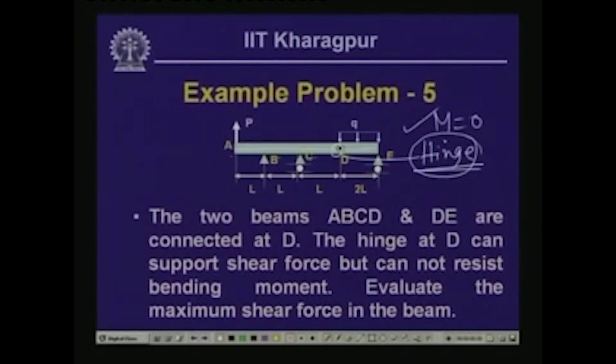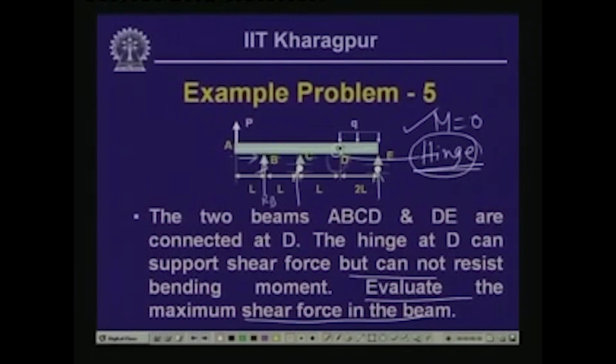So, what we need to do is find out the maximum shear force in this particular beam. Now, here again what you need to do is take the support reactions. Here we have the vertical force which is RB, and the horizontal one which is HB. Here you will have RC, here you will have RE.